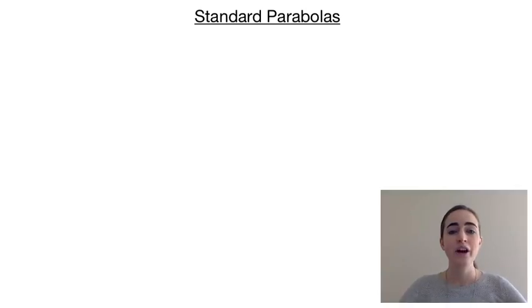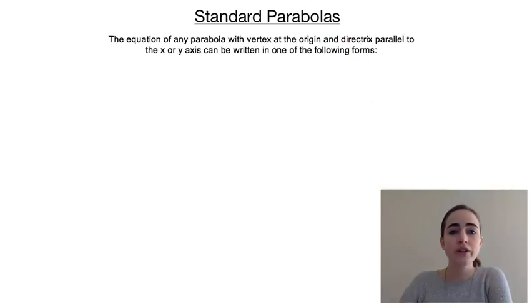In this video, I want to have a look at the standard forms of a parabola. Now, in this video, we're only going to look at parabolas that have a vertex at the origin and have a directrix that's parallel to either the x or the y axis. So if we look at those, there are 4 different parabolas or standard forms of a parabola that we can have.